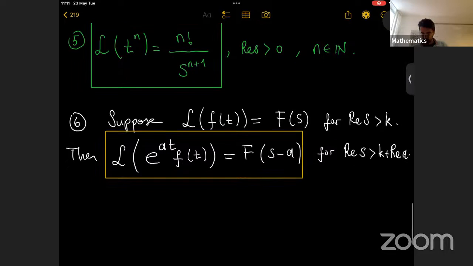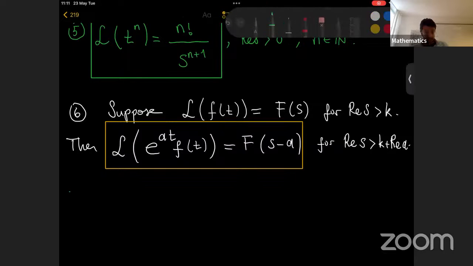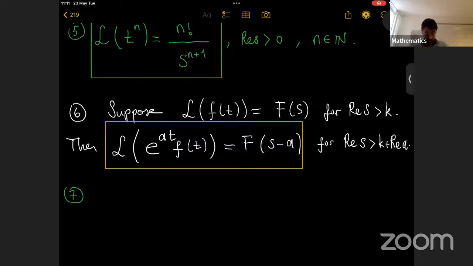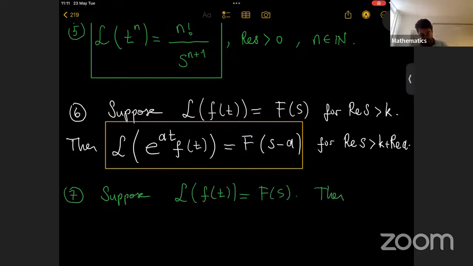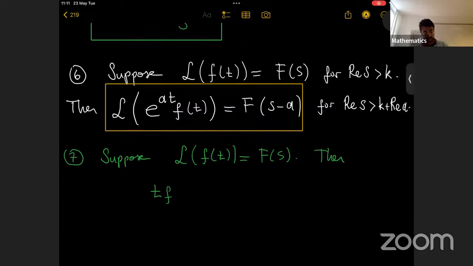Well, let's look at this one, number seven. Again, suppose the Laplace transform of f of t is F of s. Then when you multiply your function by t, t times f of t, the Laplace transform of this function is equal to minus dF/ds. So multiplying your function f by t, the Laplace transform is differentiated with respect to s. So this is another important rule.